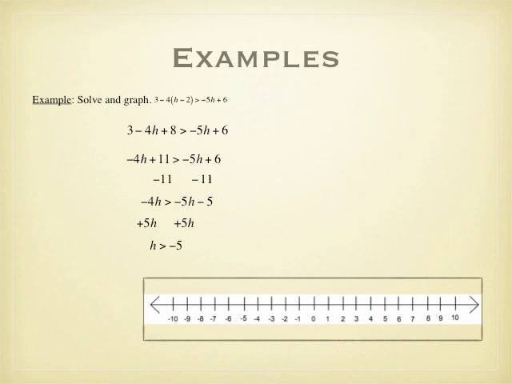I was asked to express this answer by graphing it. So on the number line at -5, I'll either put an open circle or a round parenthesis. If we do an open circle, and I want h greater than -5, I shade all the numbers greater than -5. And that is the first example of doing a simple inequality.